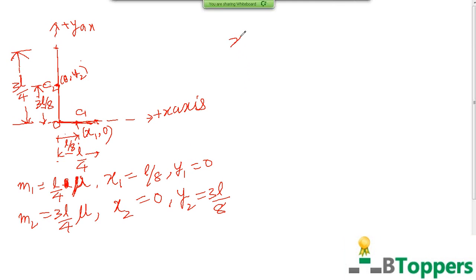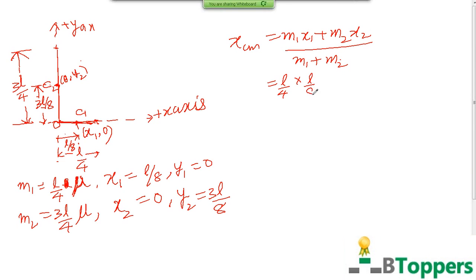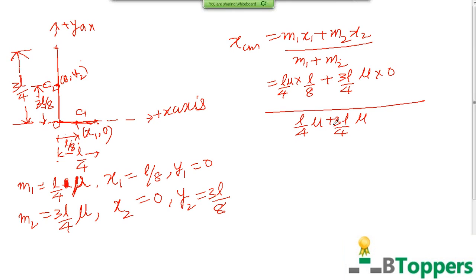Now the x coordinate of the center of mass of the two masses M1 and M2 can be written as M1 x1 plus M2 x2 by M1 plus M2. We can substitute the values now. M1 is equal to L by 4 into nu, x1 is L by 8, M2 is equal to 3L by 4 into nu, and x2 is 0. So it is M1 plus M2, L by 4 into nu plus 3L by 4 into nu.